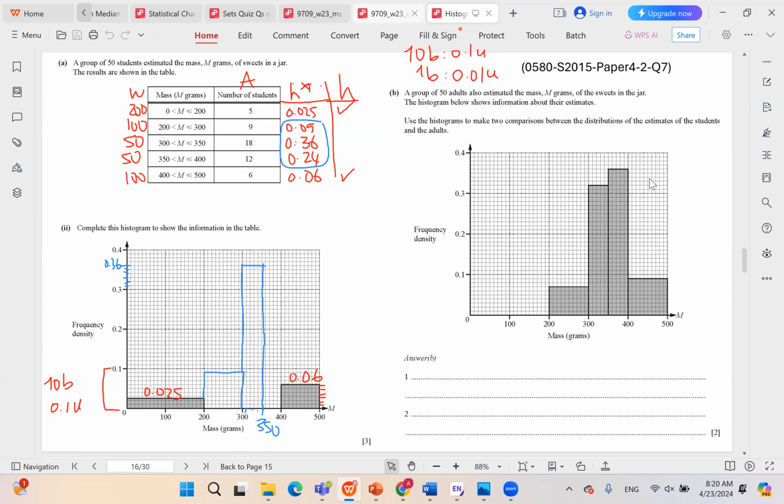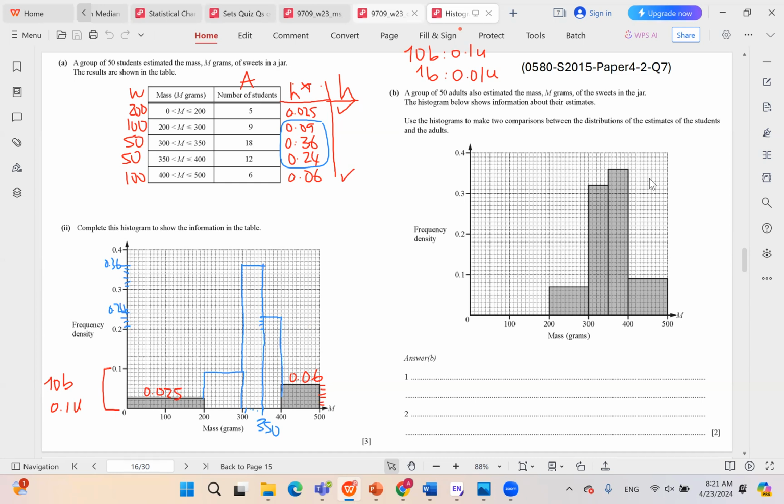So 0.24 will be 4 boxes above the 0.2. So there you have 0.24. 1, 2, 3, 4, and we complete the histogram like this. A group of 50 adults also estimated the mass M of the sweets in the jar. The histogram below shows information about their estimates. Use the histogram to make 2 comparisons between the distributions of the estimates of the students and the adults.